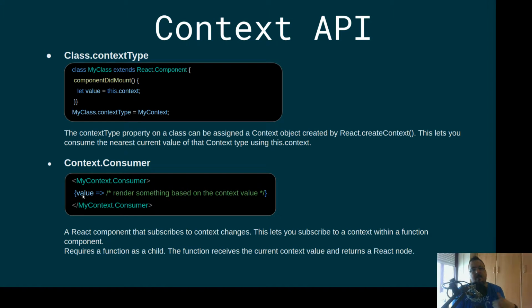where that function receives the current context value and returns the React code. Every time we wrap our component, or the part of the component we want to access the provider value, it would be subscribed to those changes we talked about before.